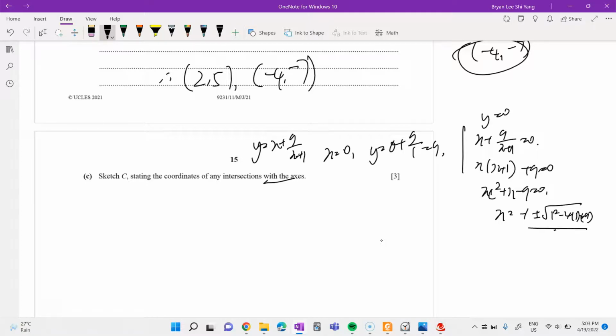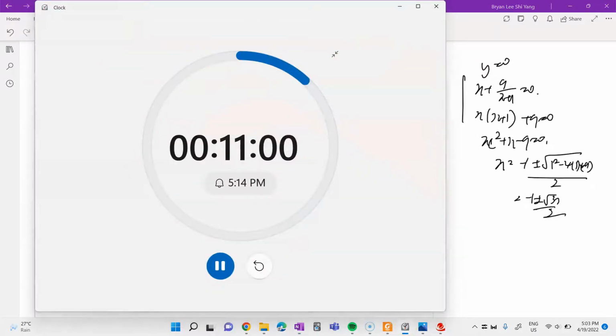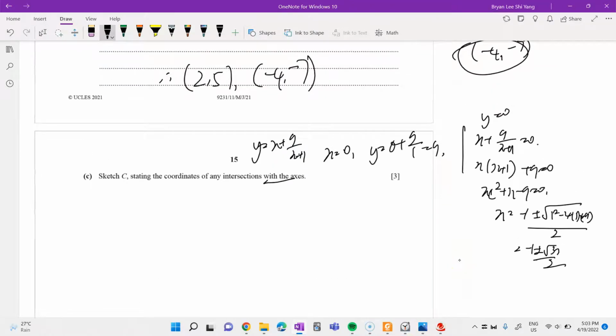Oh my god, this is so complicated. Okay, I'm not really sure about this. I think I need to, oh frick, not enough time. I think I'll substitute one of them. I mean, 1.5 hours is what I gave myself. So x is negative 1 plus root 37 over 2, or negative 1 minus root 37 over 2.